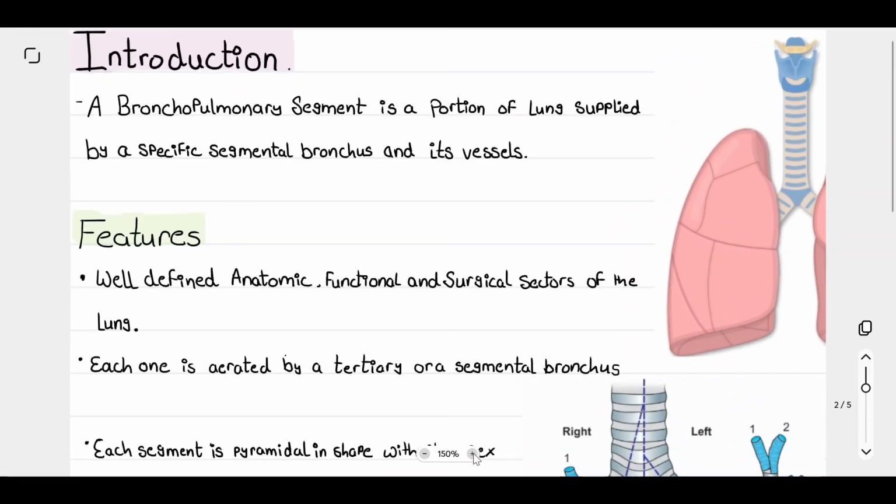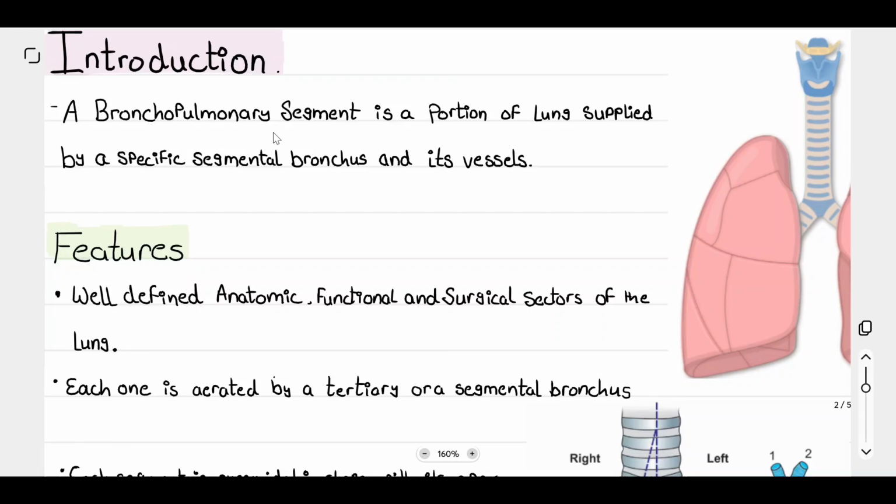Starting with its basic introduction, a bronchopulmonary segment is a portion of lung supplied by a specific segmental bronchus and its vessels. Basically our right lung is divided into three lobes, which are upper lobe, mid lobe and lower lobe, by two fissures which are horizontal and oblique fissures. These lobes are further divided into segments known as bronchopulmonary segments, and each bronchopulmonary segment has its specific segmental bronchus and its vessels.